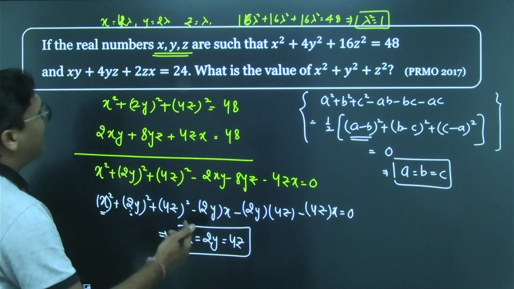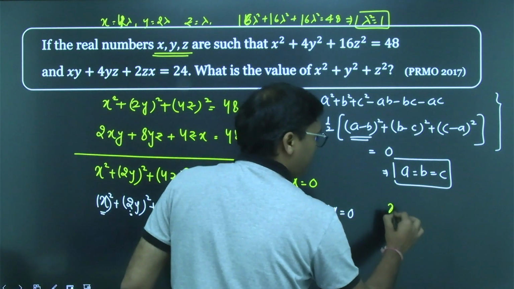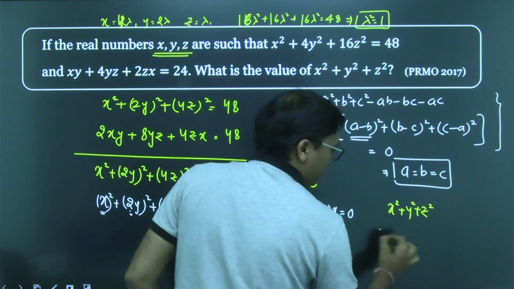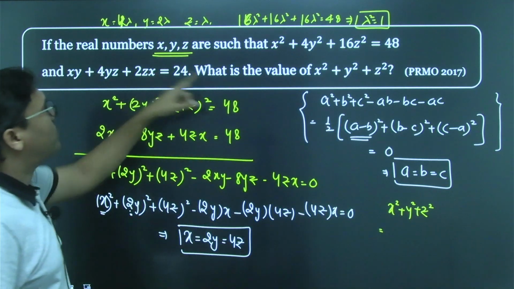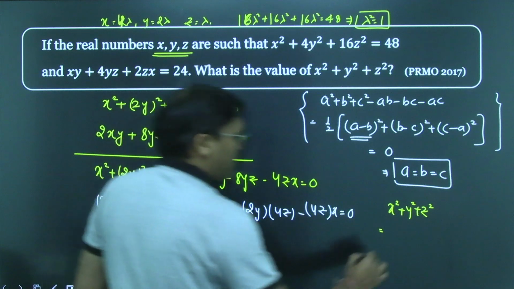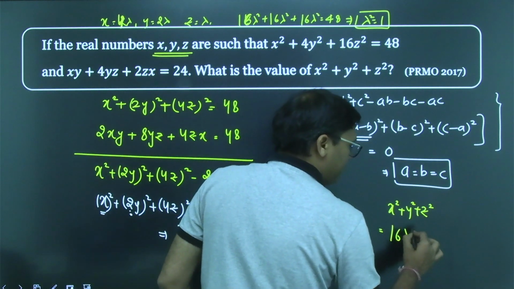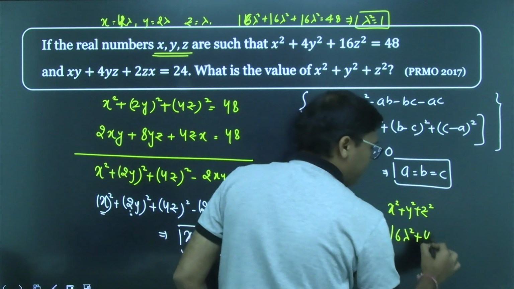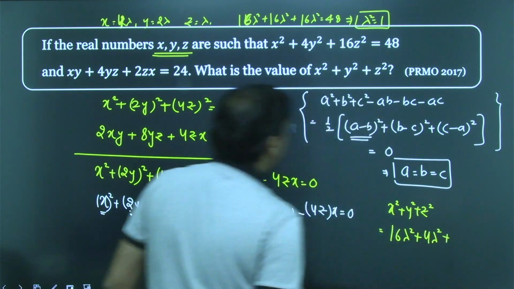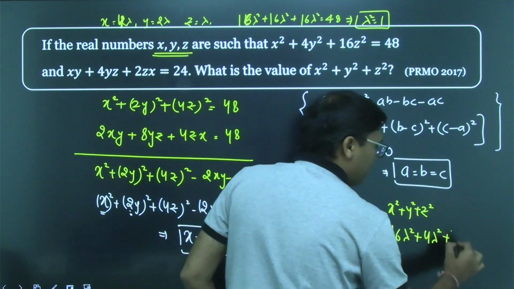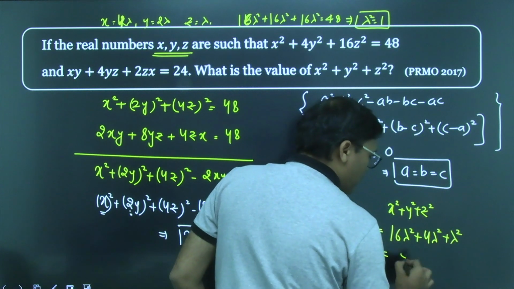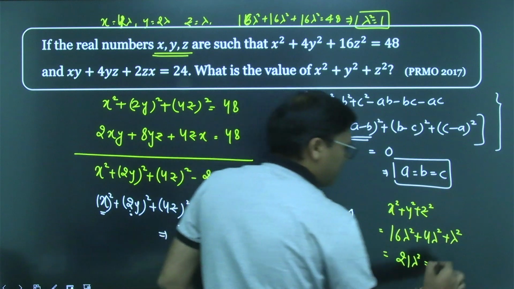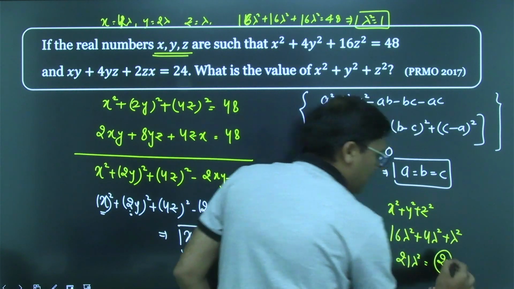So what is x square plus y square plus z square? Now you can write, x square is 16 lambda square. What is y square? y square is 4 lambda square. And what is z square? This is lambda square. So what is this? This is 21 lambda square, and lambda square is 1. So what is the answer? This is equal to 21.